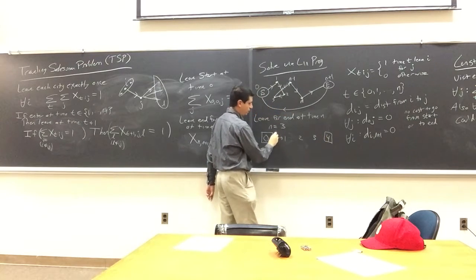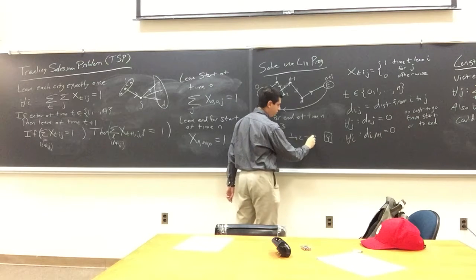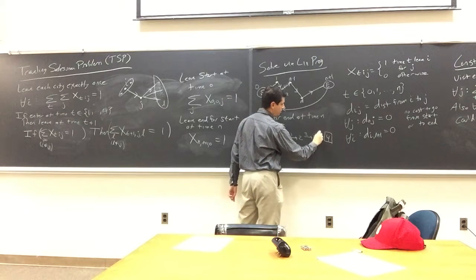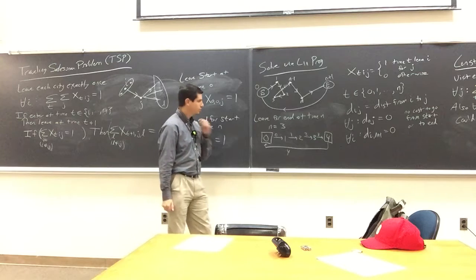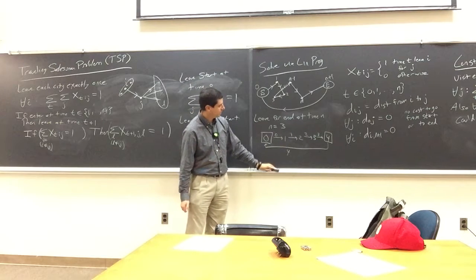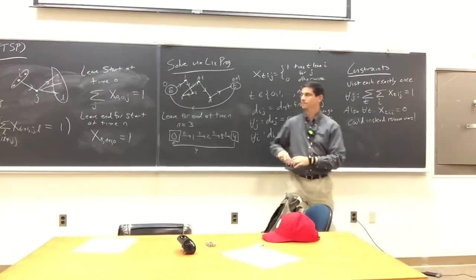So at time 0 we travel to 1. At time 1 we travel to 2. At time 2 we travel to 3. At time 3 we travel to 4. And then at time 4 we travel back to 0. So if we had 3 cities, we have 4 times. So our time here should go up to n plus 1.